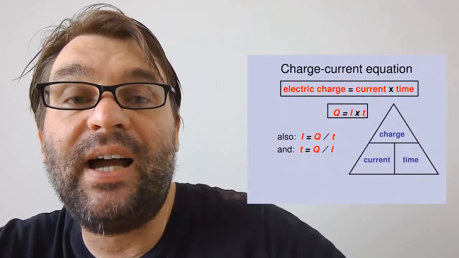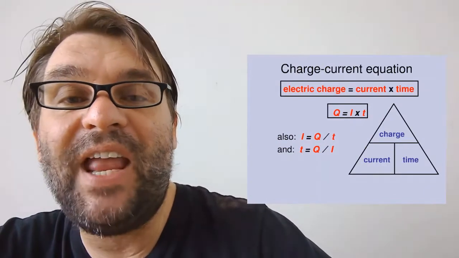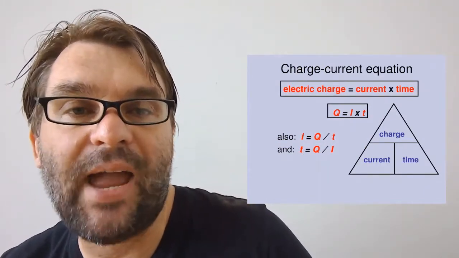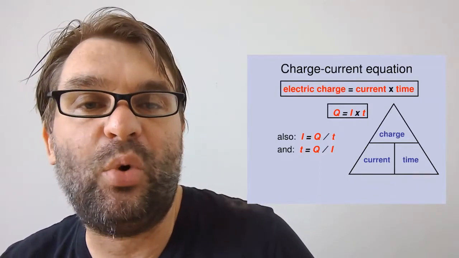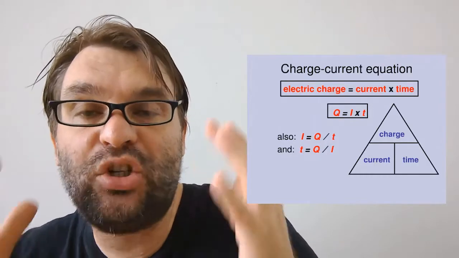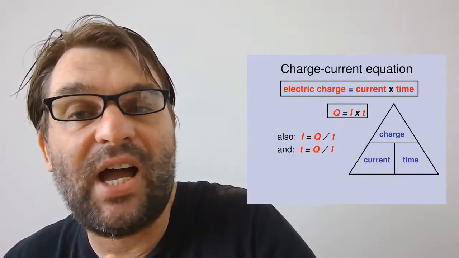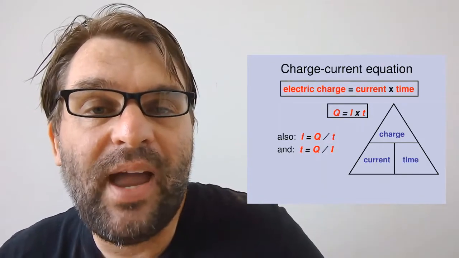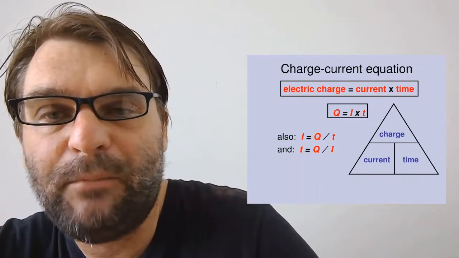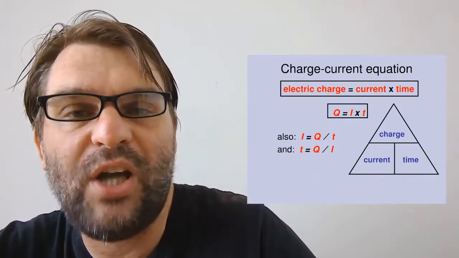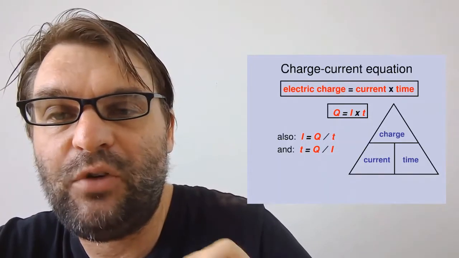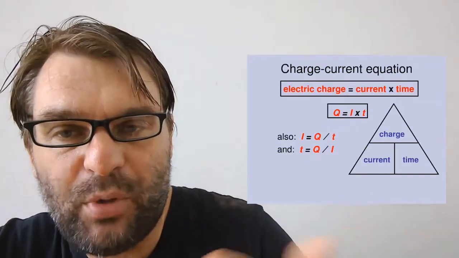So this is the charge current equation. The electrical charge, which is in coulombs, equals the current in amps times the time, or Q equals I times T. Using this equation you can also find the current, which is the charge divided by time, and also the time, which is the charge divided by the current. So you can rearrange the equation to find out what you need for exam questions. I've even given you an equation pyramid which will help you with that.